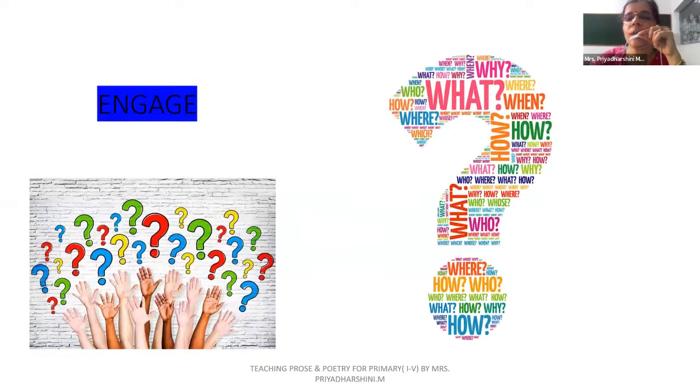These types of questions you can ask: where, how, who. All WH questions you can ask, but make a note of the questions. Write them down in your notebook or on a paper, and before entering the class, you should be well prepared. Then when you go to the class, you can ask these questions. While teaching, you can pose questions, and after teaching also you can pose questions.